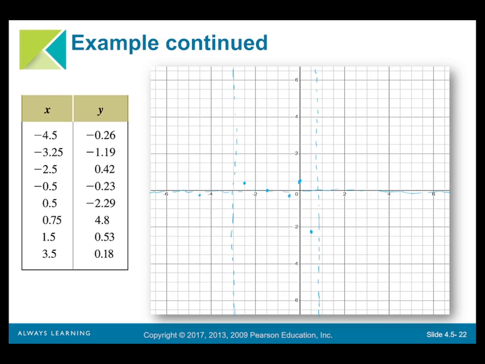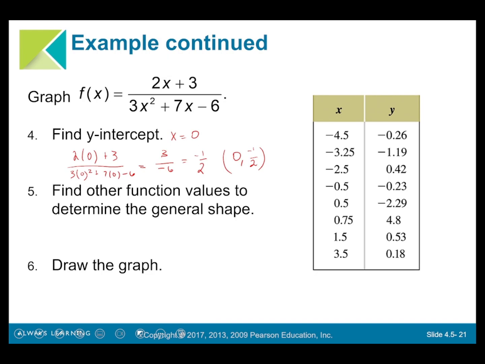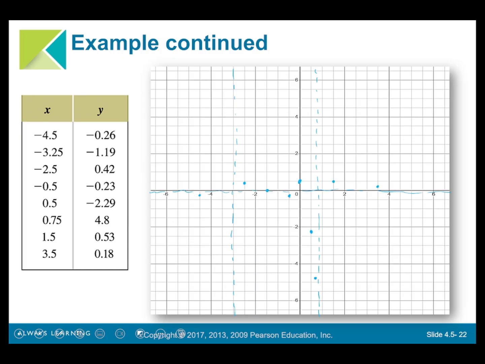And then 0.75 is at about 4.8, around here. And what's next? 1.5 is at about 0.53. 3.5 is 0.18, just about right here. And you know what? Did I mark something incorrect before? I did. Notice I had 0, negative 1/2. I have that in the wrong place here. 0, negative 1/2 would make a lot more sense right here, I think.